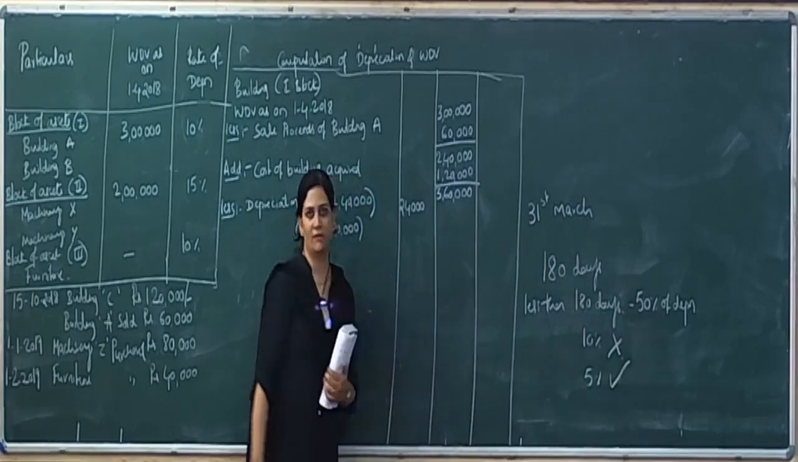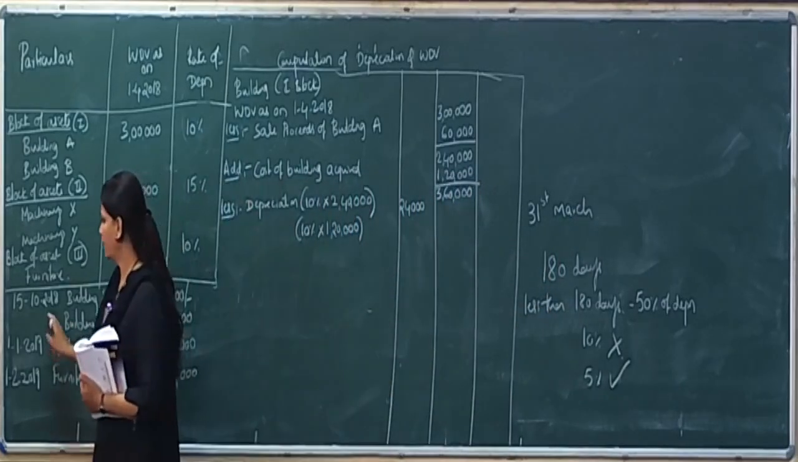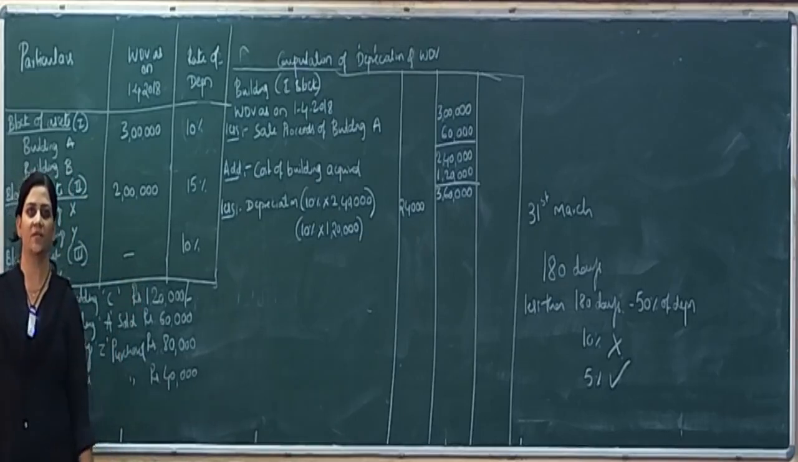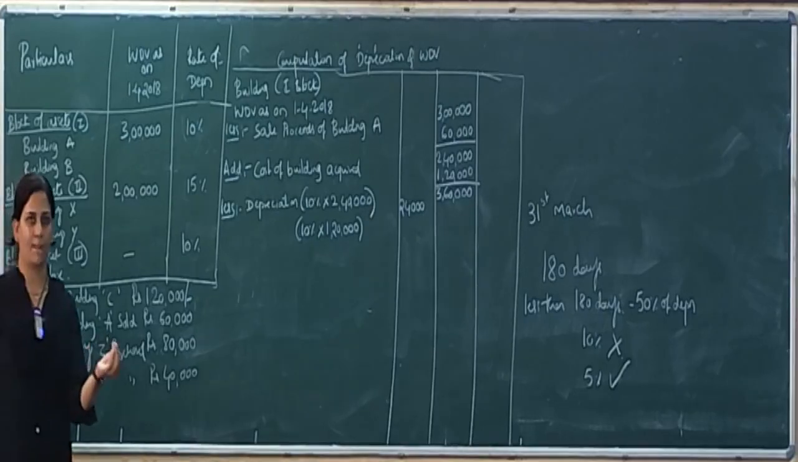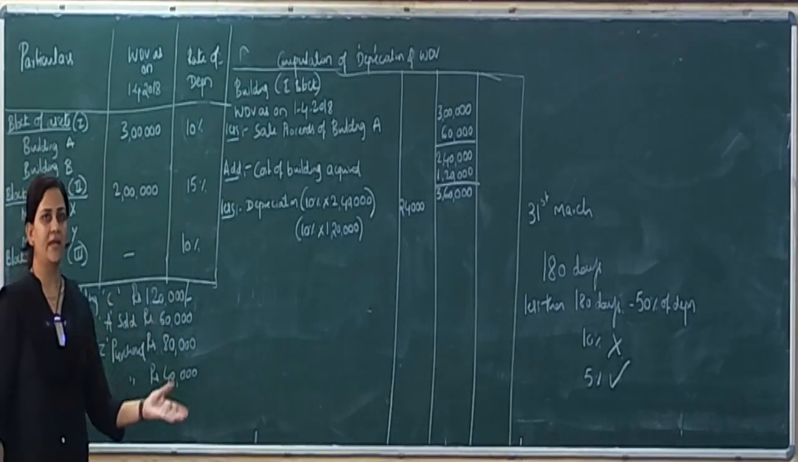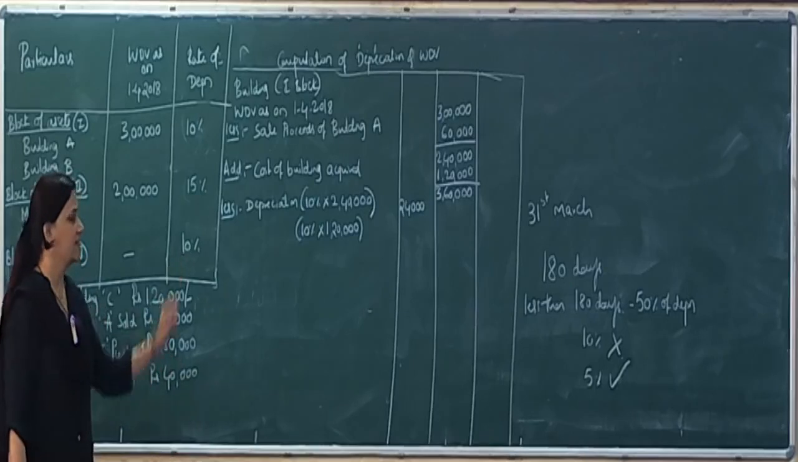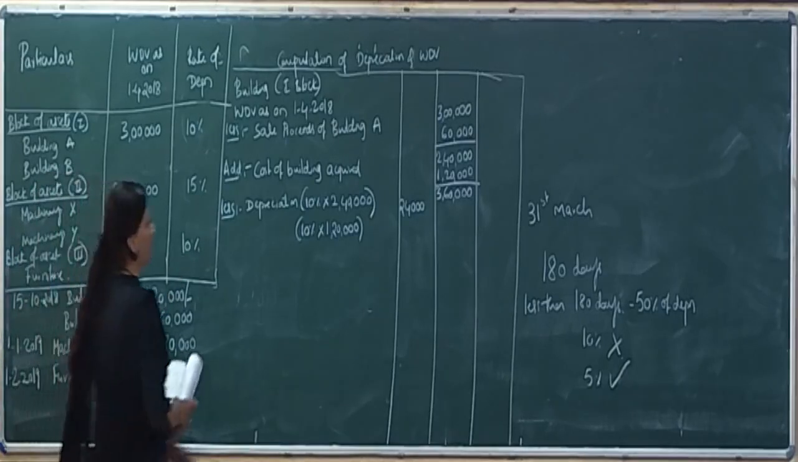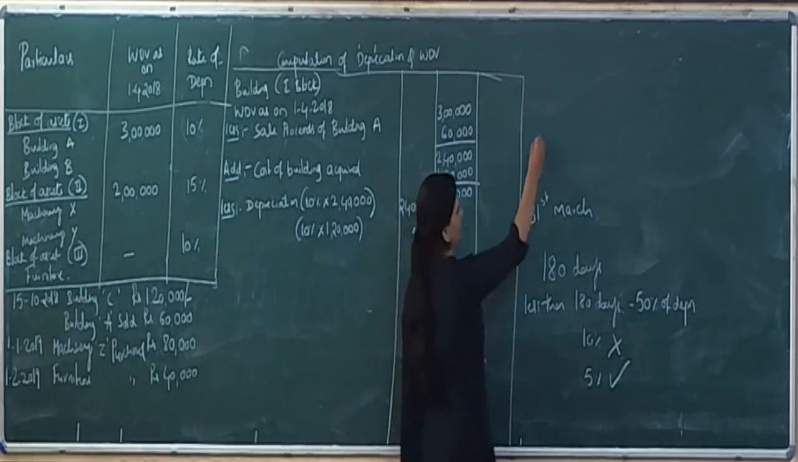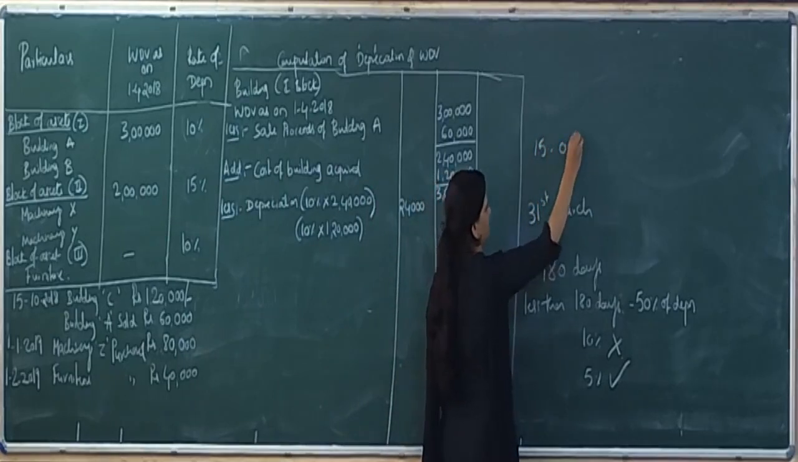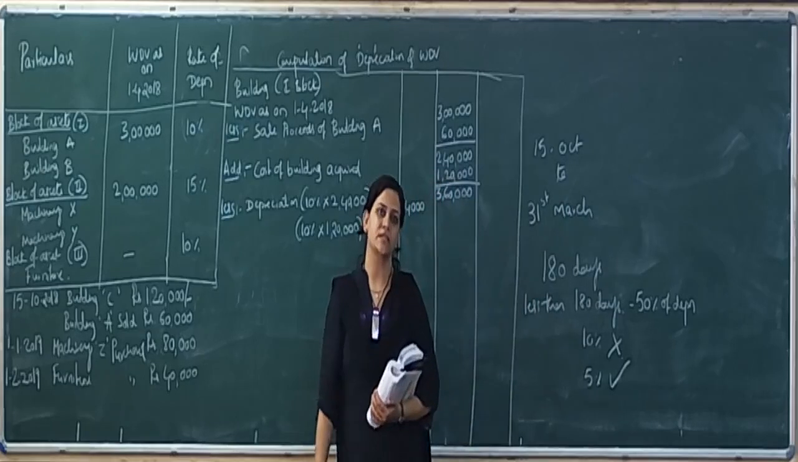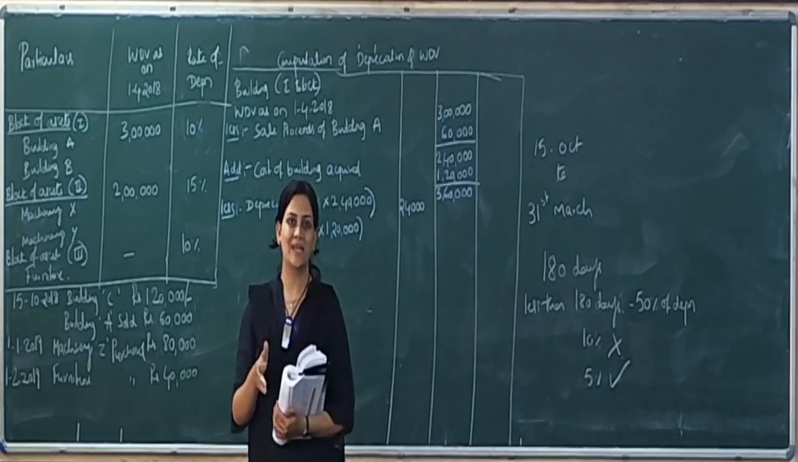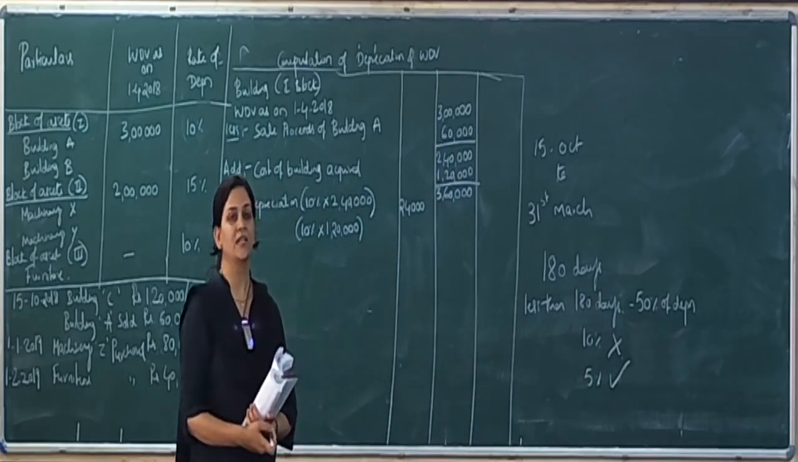Okay, so now count the number of days from October till 31st March. So here October 15 days is gone, then November, December, January, February, March, right? Means adding 15 days. So now the number of days from 15th October to 31st March, how many days does it come to? It is coming to less than 180 days, right?